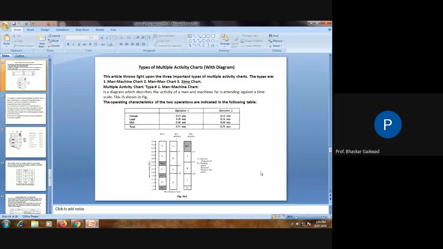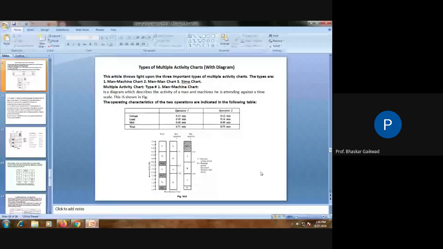So here three activities will be there: the setting, meaning loading, unloading, and milling. Milling means running conditions. Unloading is the setting condition, and idle is when the load is already kept on the machine. So here one man is handling this. Normally in this figure, there are two activities, setting and the machine running, and the hatching lines are idle.